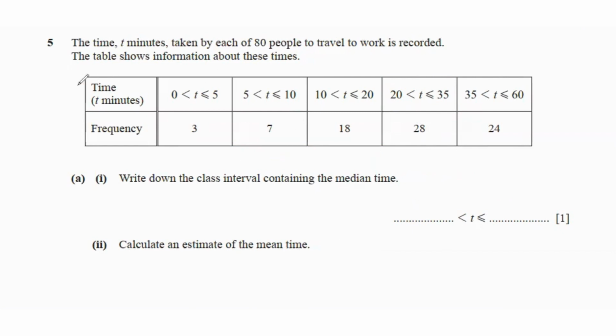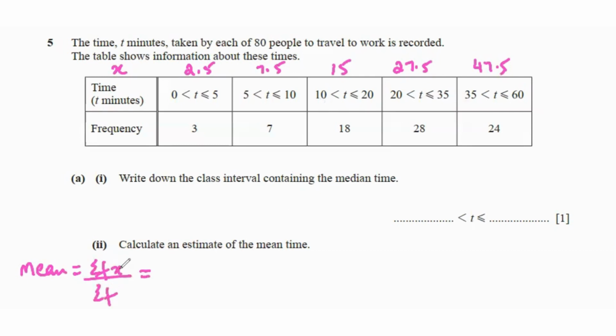For the estimate, we have to find the midpoints of our class intervals first. So midpoints are going to be 2.5 for this, 7.5 for this, 15 for this, then 27.5 for this one, and lastly, for this, we will have 47.5. These are our midpoints for the given class intervals. So now for the mean, we do sigma fx over sigma f.